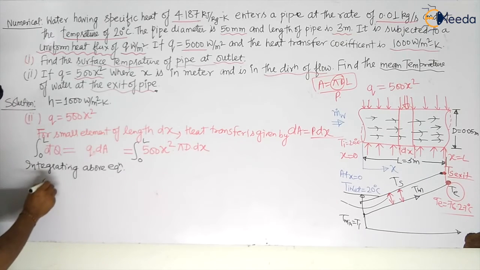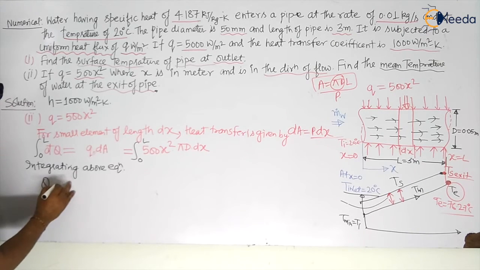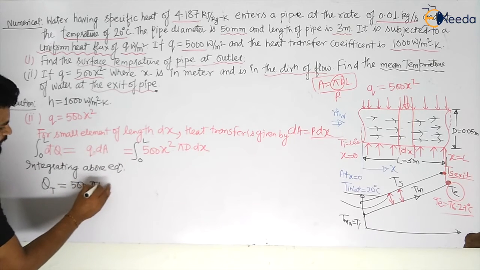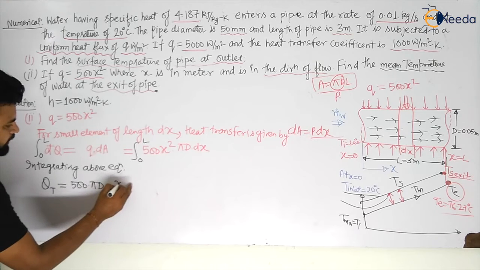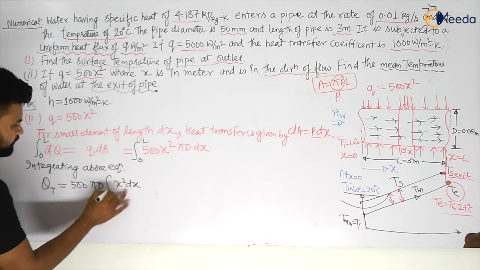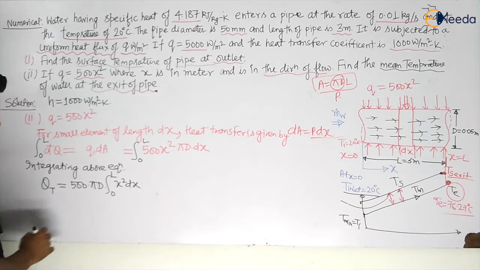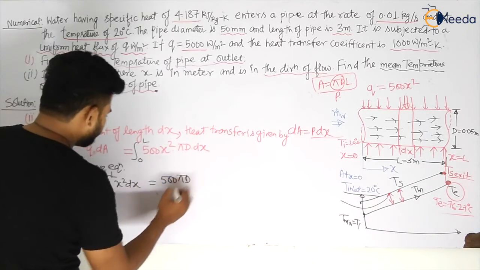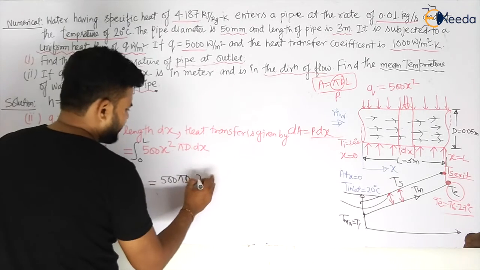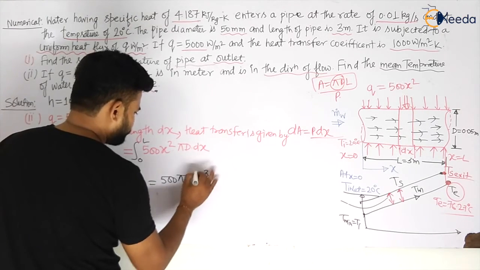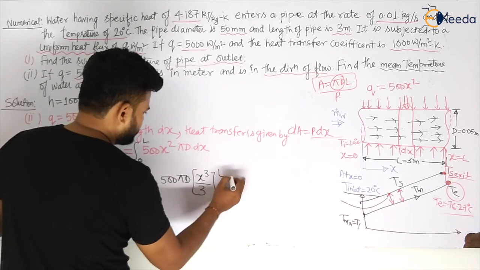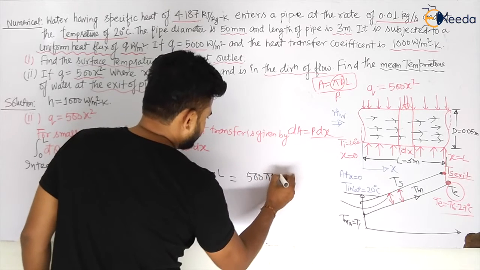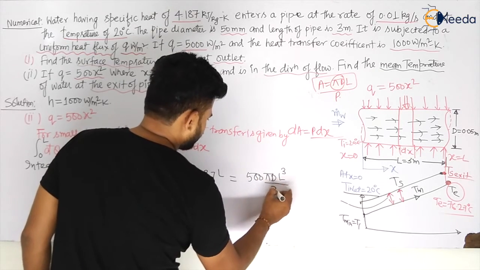So this will become the total heat transfer from inlet to outlet, and this will be given by 500, which is constant, and pi d is also constant. So what will we be left with? x square dx from 0 to L. So this will become 500 pi d into x cube by 3, from 0 to L. Let us put the boundary conditions. I will have 500 pi d L cube by 3.